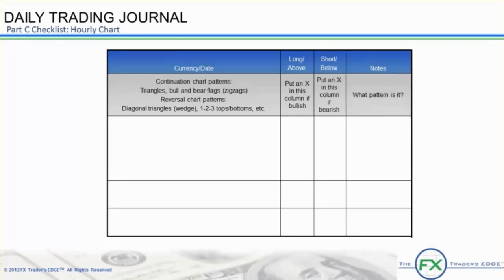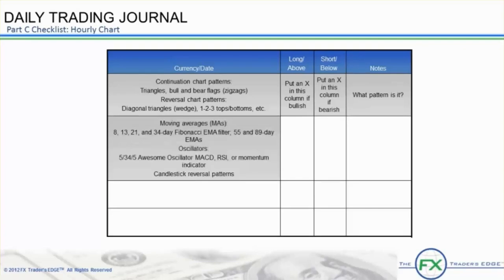Next, look at the moving average crossovers and type an X in the long column if price is above the averages, and an X in the short column if price is below the averages. Under Notes, take note of the price where the 8 and 13 average crossed the 21 and 34 period averages. Also on the hourly chart, you may want to add the 55 and 89-day Fibonacci EMAs. These averages are longer, so as you will see, they will get you into a trend after the 21 and 34 period EMAs.